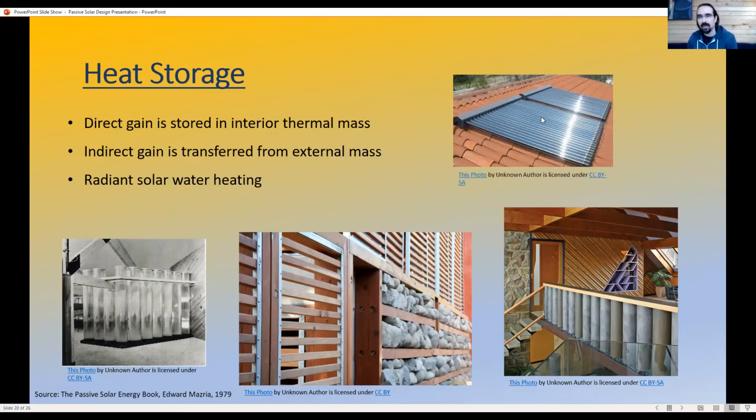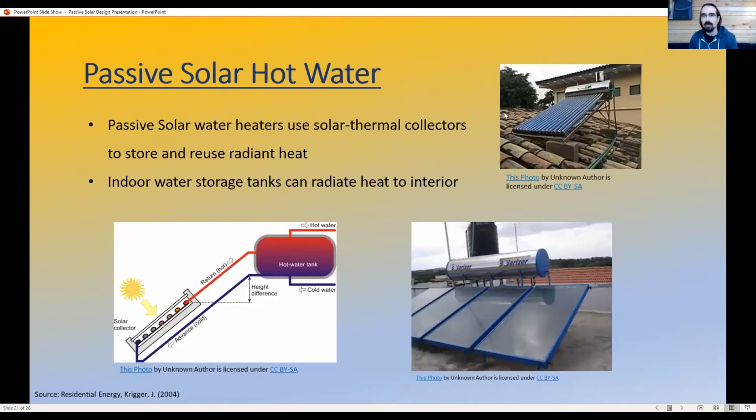That can be used in some radiant floor systems, but is most common in the passive solar hot water systems. The passive solar hot water systems use a thermal collector to store and reuse that radiant heat. That is often a typical storage tank, a hot water tank, where as the water is heating up, it's being drawn into the hot water tank on a convective loop.